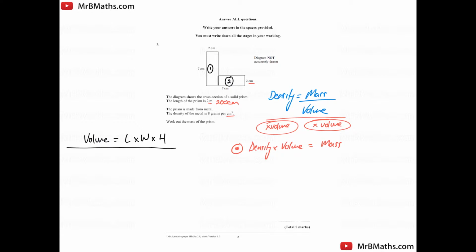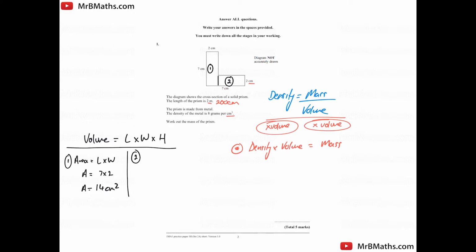So what we can do is we can split this into shape 1 and shape 2. So the area of the cross-section would be for 1, it would be length times width, so therefore that would be area equals 7 times 2, so an area of 14 centimeters squared.